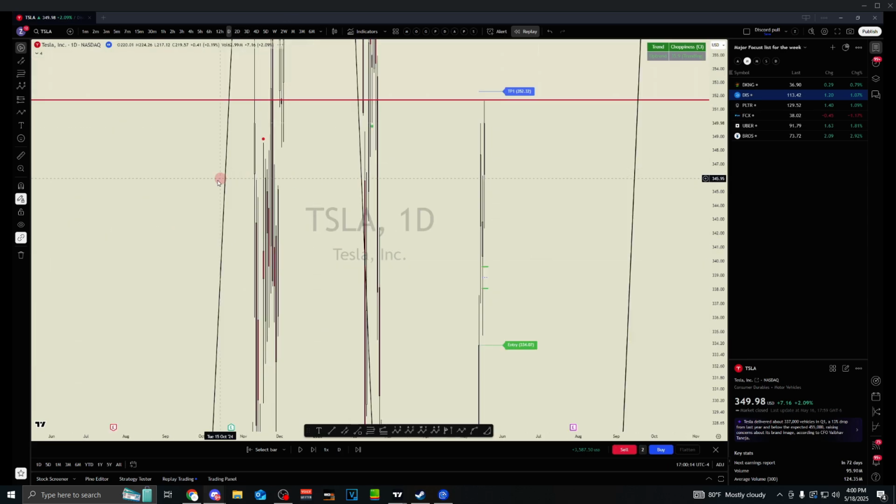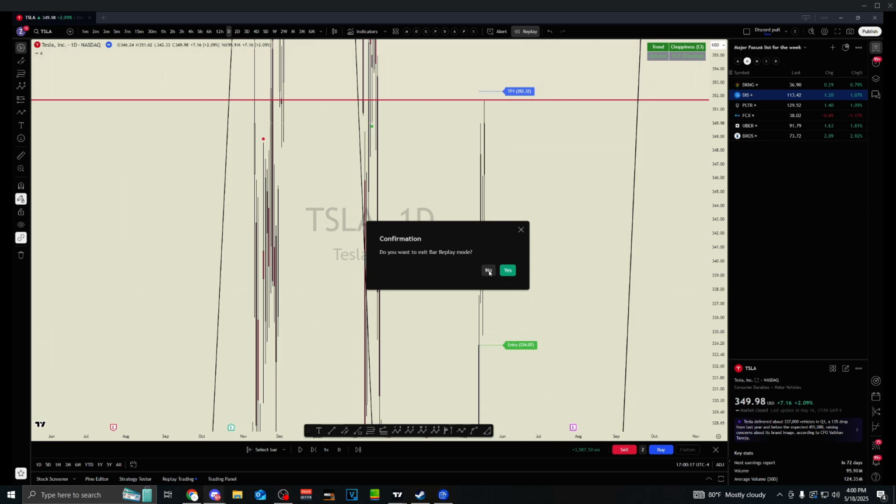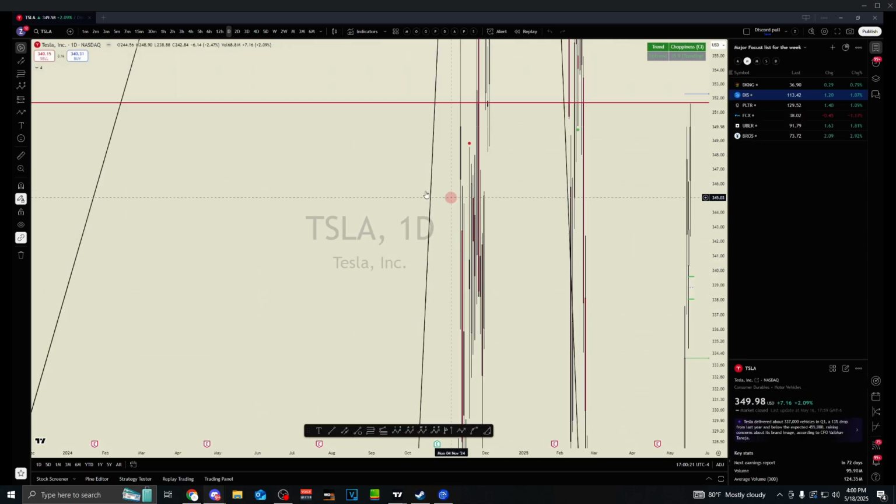And so that's all about the day trading using the Baba Sniper. Let me show you guys some examples for the swing trading as well.